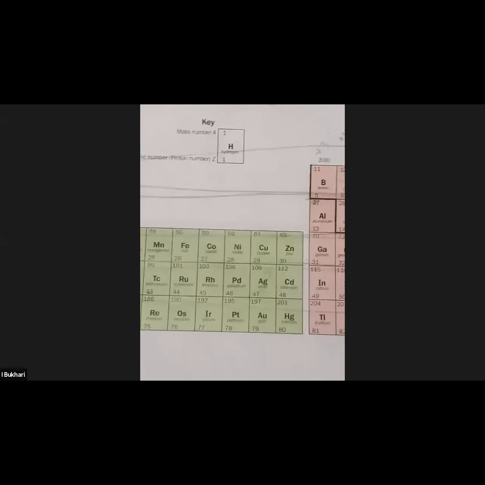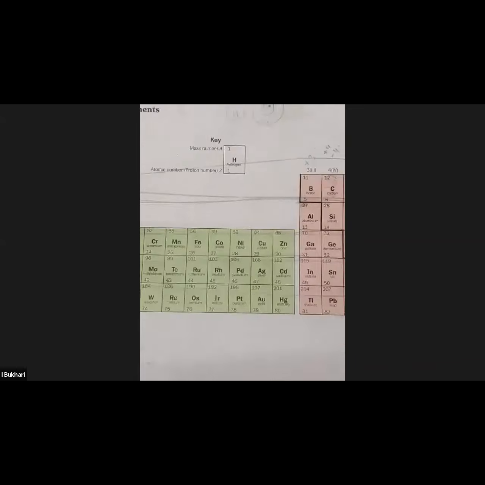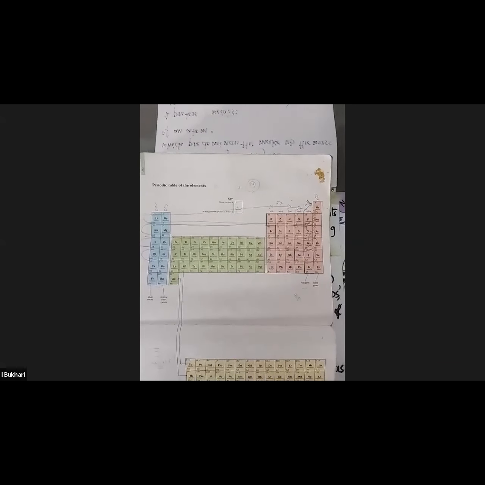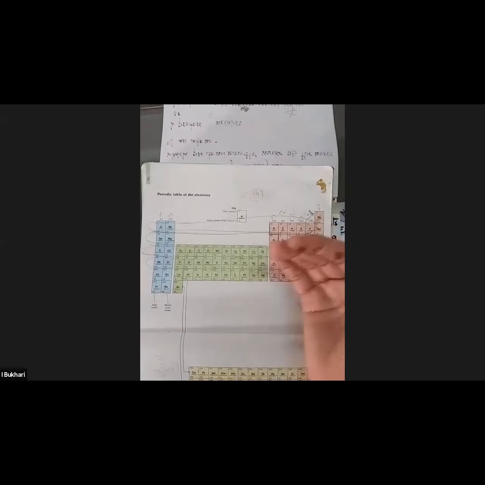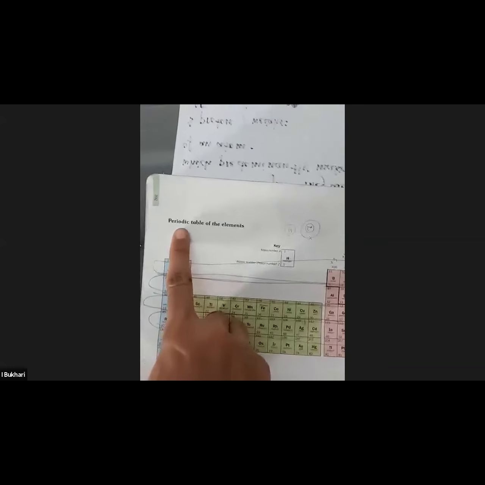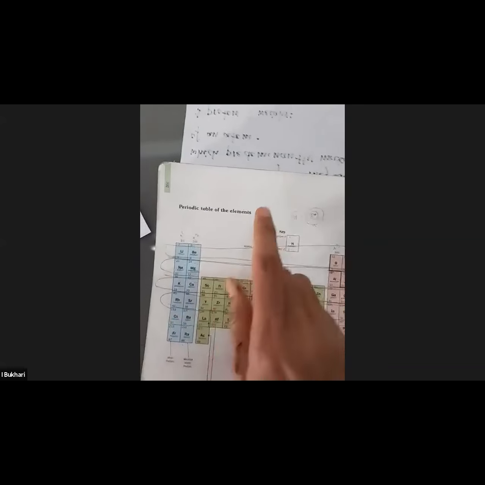Okay, I will just appreciate that this is the arrangement of substances. This sequence is called a periodic table. This is called the periodic table of the elements. Okay, now how are they arranged? Let me talk about it in detail.